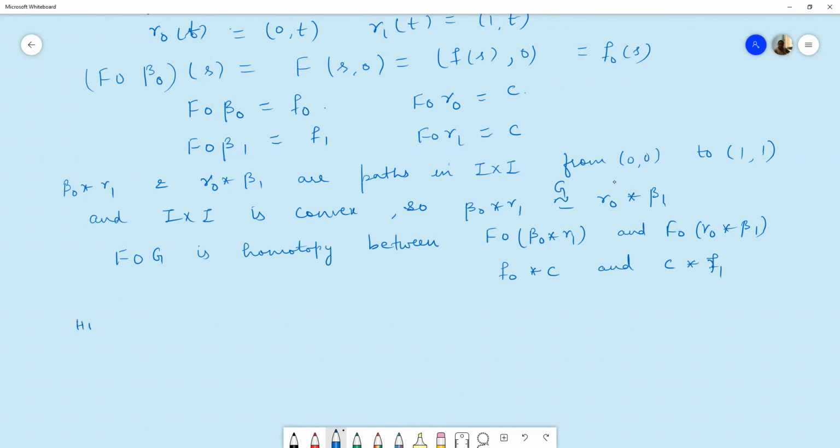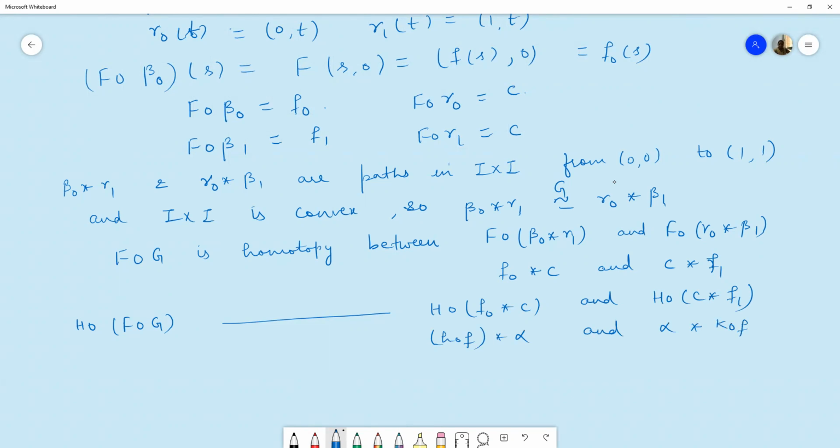Then we take the composition with capital H. Then capital H circle F circle G, obviously this is a homotopy in Y. So this is a homotopy between H circle F naught star C and H circle C star F1. Now what is this map? H circle F naught is H circle F, and H circle C, that is alpha. And H circle C star F1, so H circle C is alpha, and H circle F1, that is K circle F. So this is a homotopy between this and this.